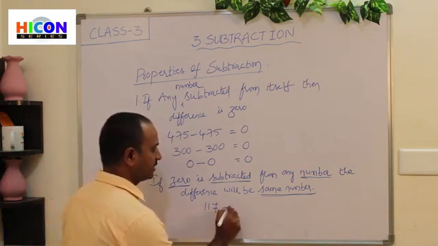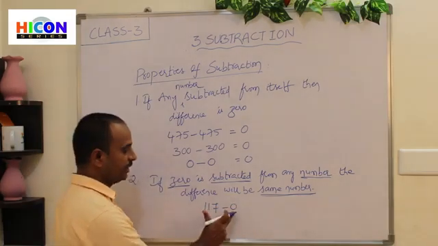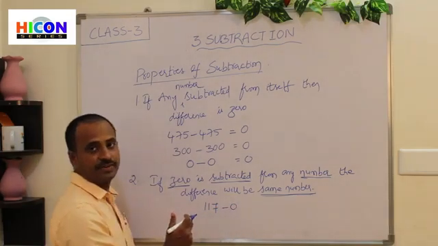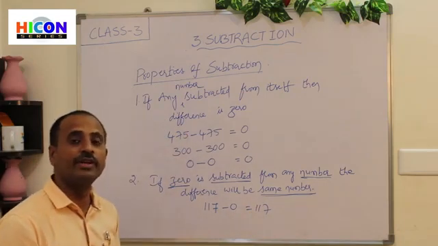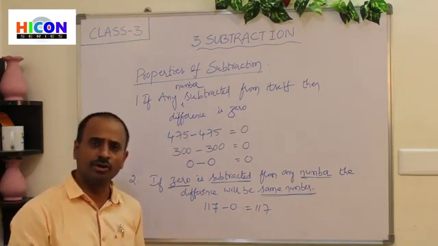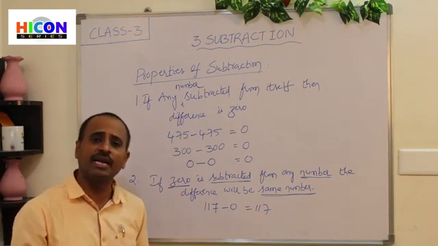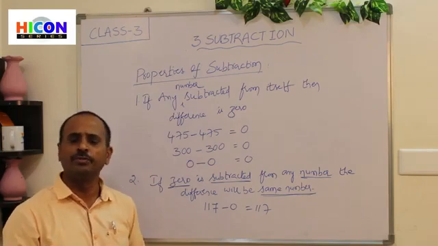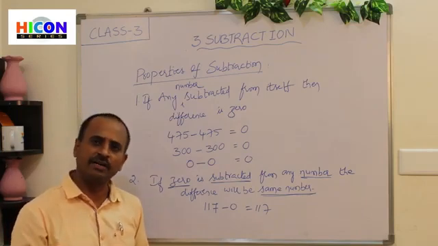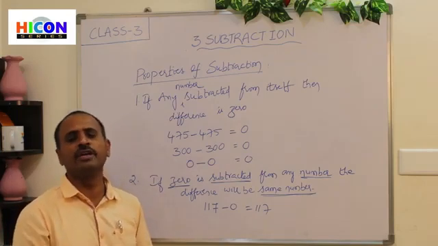117 minus 0. That is, 0 is subtracted from 117. So again you will get 117. Again you will get the same number. That means 0 means nothing, and subtraction with 0 means there is no subtraction. So if you subtract 0 from any number, again you will get the same number.